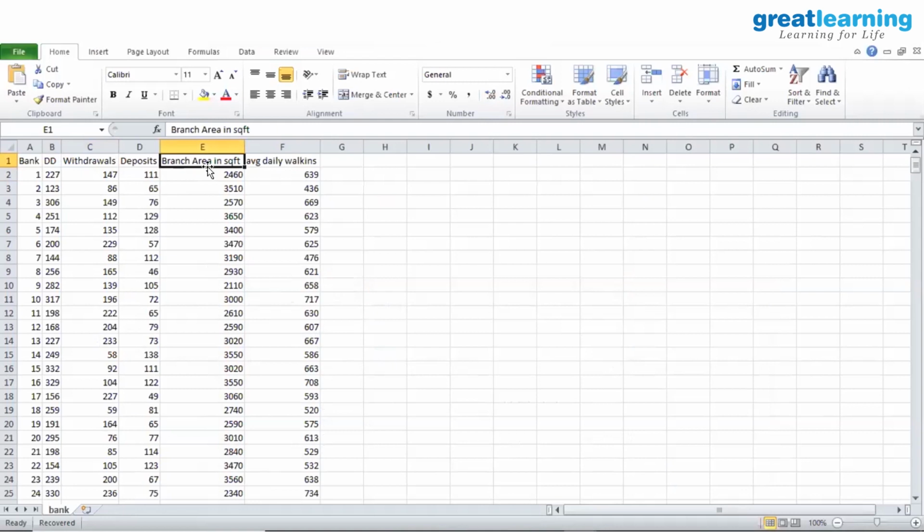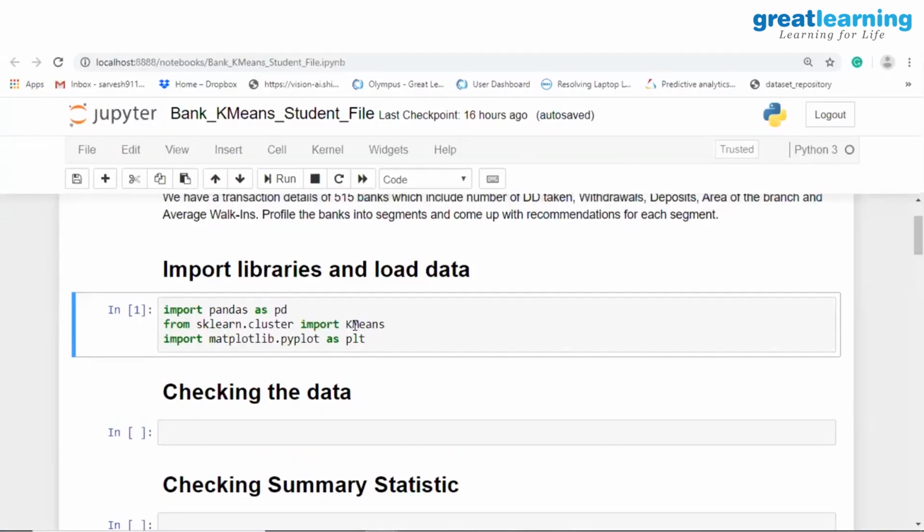Average daily walk-ins, right? The number of people who are visiting the bank, either to take DD, to withdraw, or to deposit money. So for branch area, if it is a bigger branch, it means that it can hold more customers. If the branch size is smaller, then the transactions may be smaller. That is the assumption, right? So whether the branch area plays a major role or not, let us just do it by the clustering and verify. Import the libraries and load the data.